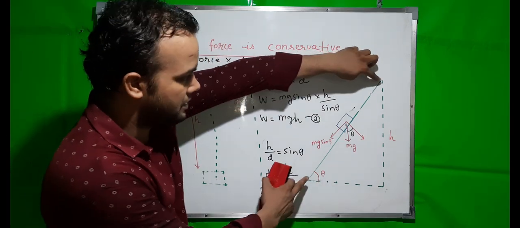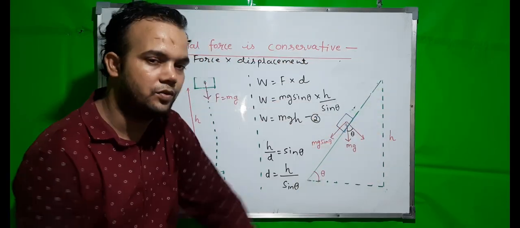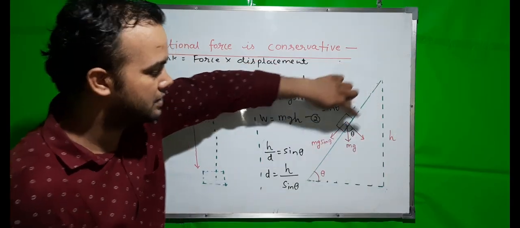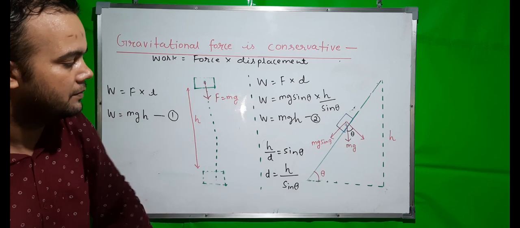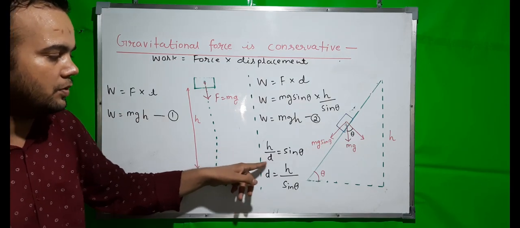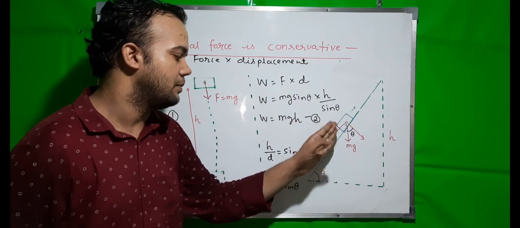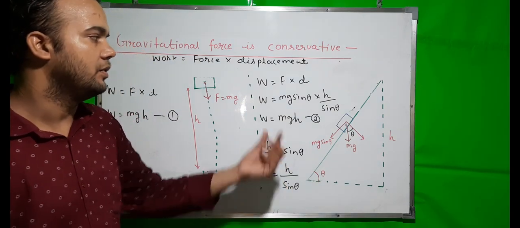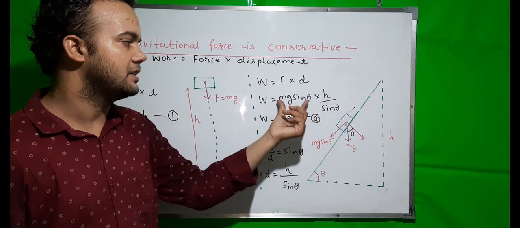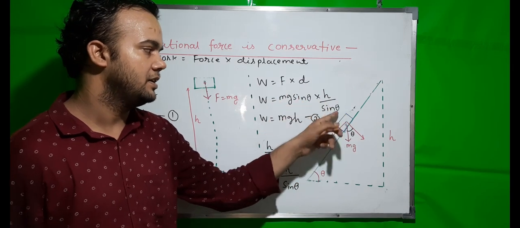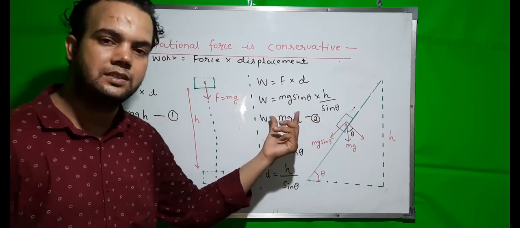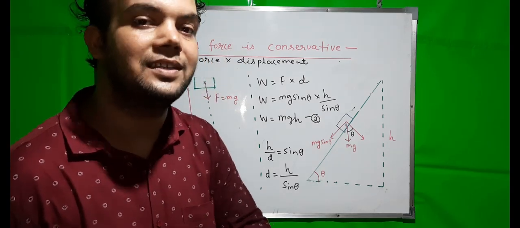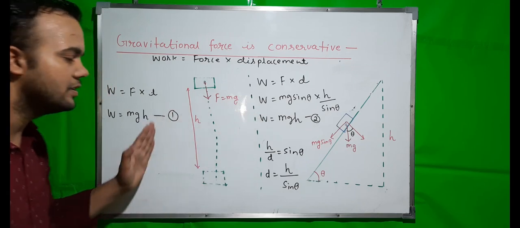Yeah, it should be the displacement, and to find it I use simple trigonometry. Suppose this inclined plane's length is d, so I do h upon d. H upon d is sin theta, perpendicular upon hypotenuse, so d will be h upon sin theta. Now I know the force, I know the displacement. In this case the force is this, the displacement is this, both will be cancelled and the work done is mgh. Even in this case the work done is mgh, equal to the first case.